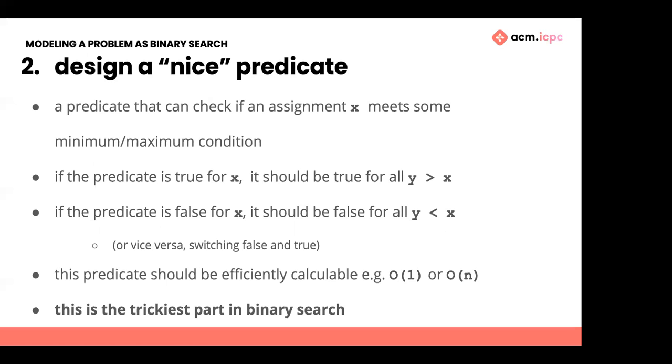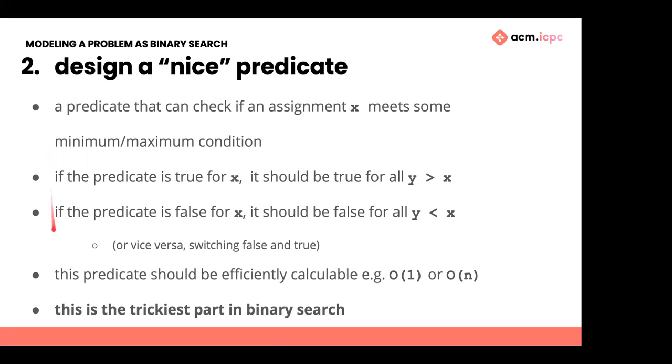And by efficiently calculable, I do not mean that it has to be O of 1. It can also be O of n or a little more involved. But basically, this predicate, like before, checks an assignment x. For example, in the previous one, it checked if x is greater than or equal to bound. And basically, it checks for some maximum or minimum condition.